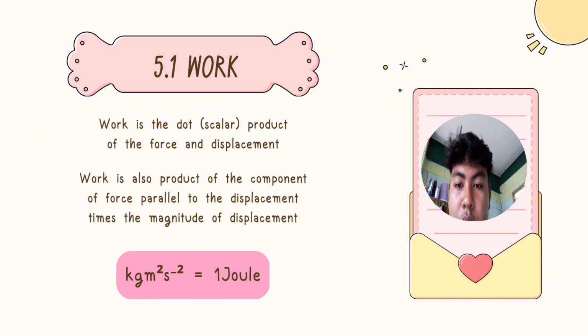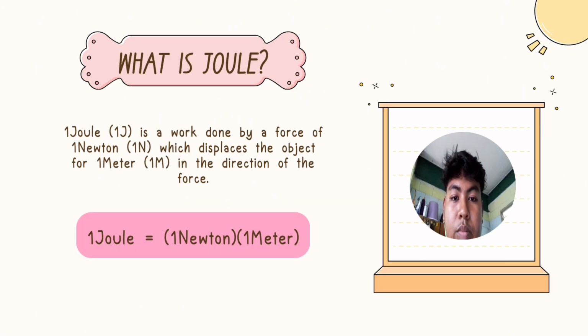5.1 Work. Work is the dot product of the force and displacement. Work is also the product of the component of force parallel to the displacement times the magnitude of displacement. What is a Joule? 1 Joule is the work done by a force of 1 Newton which displaces the object for 1 meter in the direction of the force.